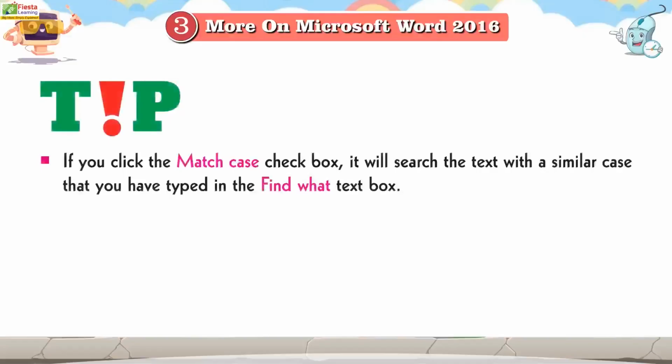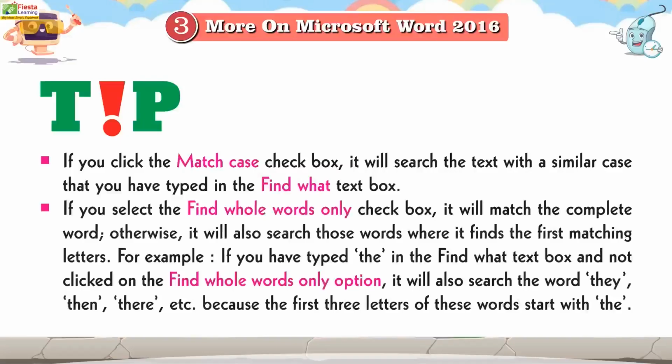Tip. If you click the Match Case checkbox, it will search the text with a similar case to what you have typed in the Find What text box. If you select the Find Whole Words Only checkbox, it will match the complete word, otherwise it will also search those words where it finds the first matching letters. For example, if you have typed "the" in the Find What text box and not clicked on the Find Whole Words Only option, it will also search the words they, then, there, etc. because the first three letters of these words start with "the".